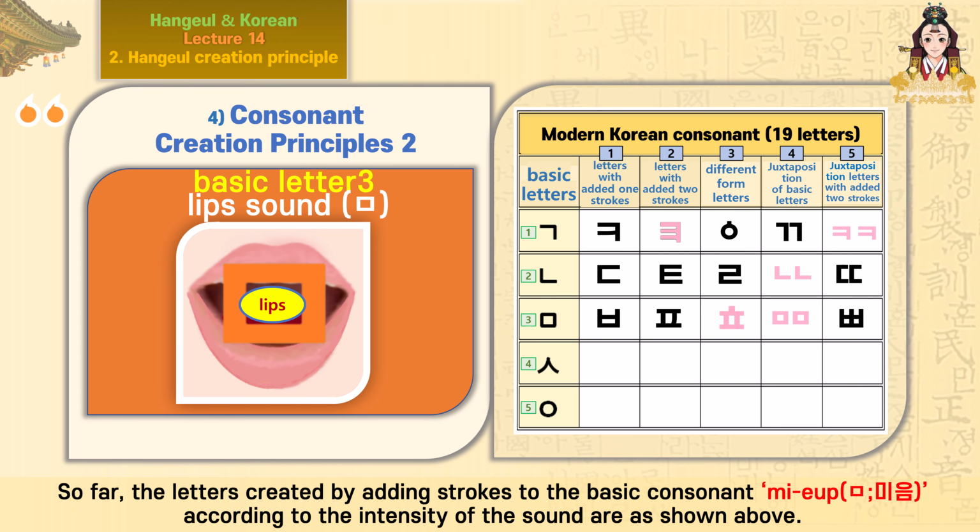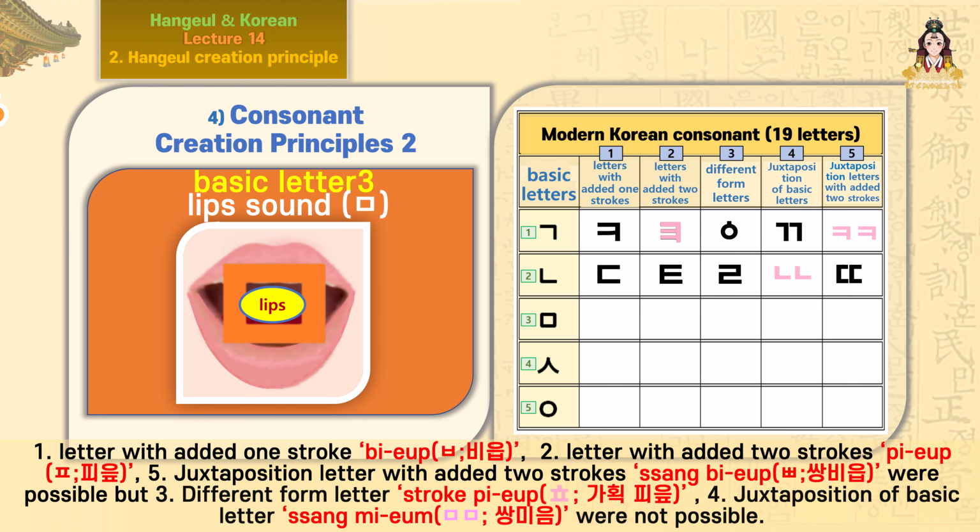So far, the letters created by adding strokes to the basic consonant mium, according to the intensity of the sound, are as shown above. 1. Letters with added 1 stroke, bu. 2. Letters with added 2 strokes, pu. 3. Juxtaposition letters with added 2 strokes, song bu, were possible, but different form letters with added 3 strokes, and 4. juxtaposition of basic letters, song mium, were not possible.